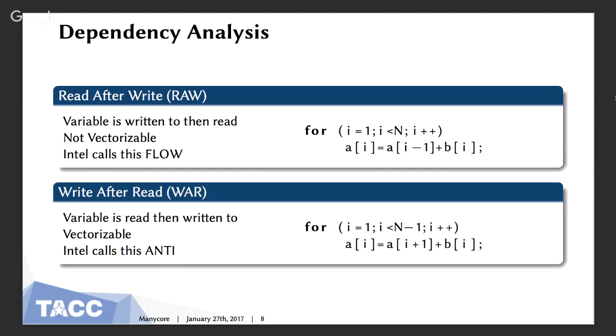The next example that we have is a write after read dependency. The idea here is that the variable is read in an earlier iteration and written to in a later iteration. This is actually vectorizable, and we'll work out why that's the case. And one thing to note, Intel's tools would call the first dependency a flow dependency, and this second write after read dependency an anti-flow dependency.